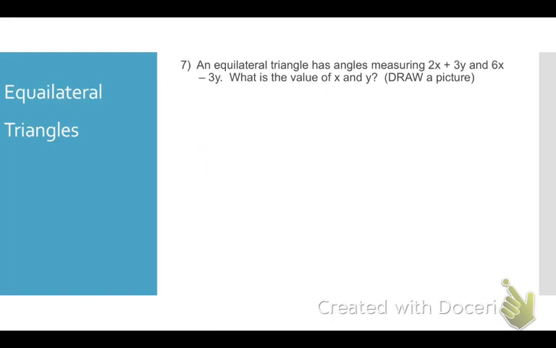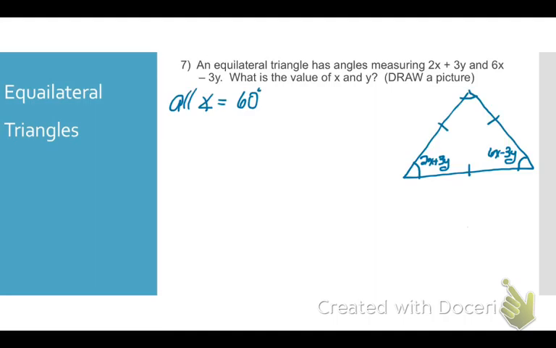An equilateral triangle has angles measuring 2x plus 3y and 6x minus 3y. What is the value of x and y? Well, first we are going to draw an equilateral triangle, and we know that equilateral triangles are also equiangular triangles, and that if a triangle is equiangular, all its angles equal 60 degrees. So I'm going to say that 2x plus 3y equals 60 and 6x minus 3y equals 60.